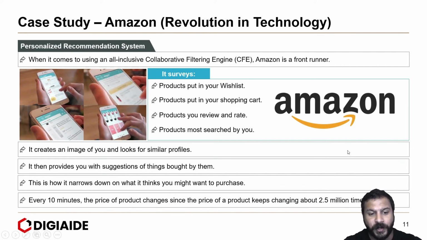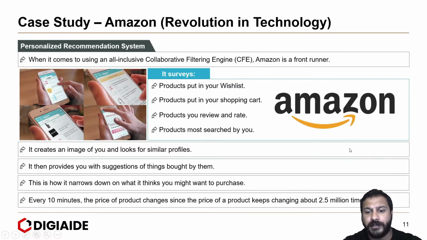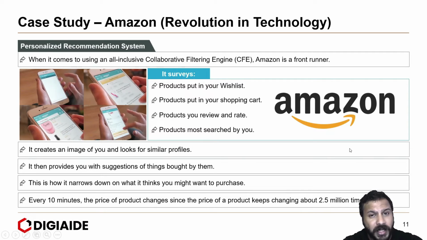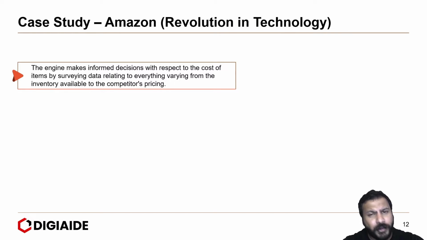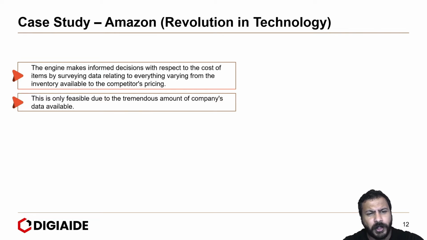Every 10 minutes on Amazon, the price of a product changes, since the price of a product keeps changing about 2.5 million times a day. Moving further, the engine makes informed decisions with respect to the cost of items by surveying data related to everything varying from the inventory available to the competitor's pricing. This is only feasible due to the tremendous amount of company data available.